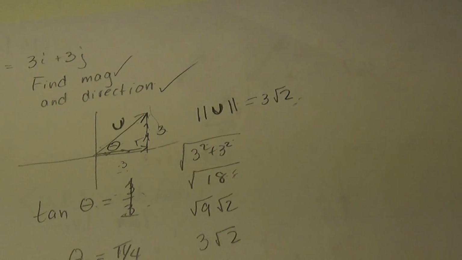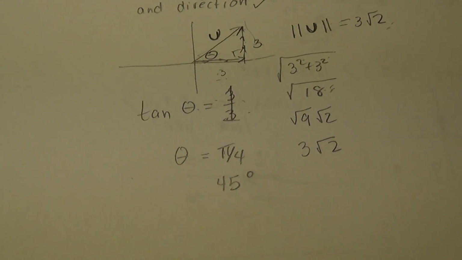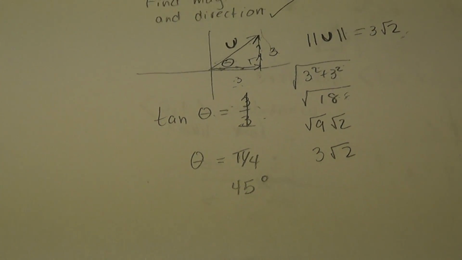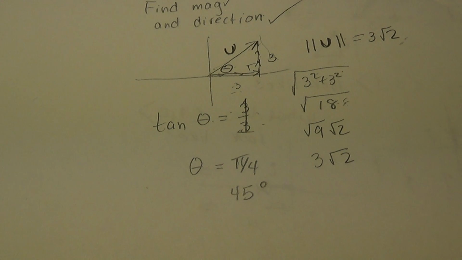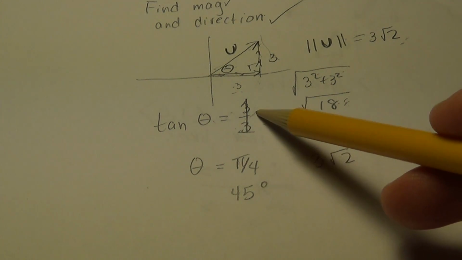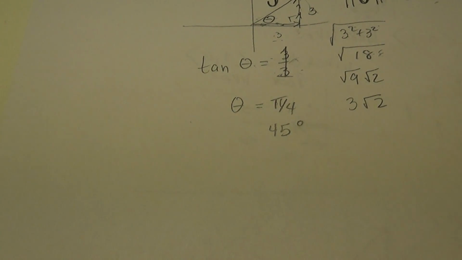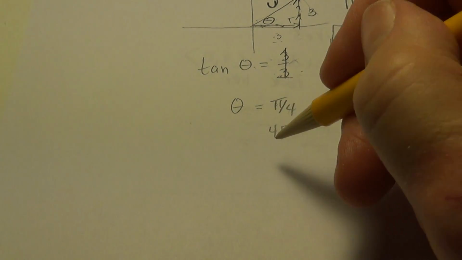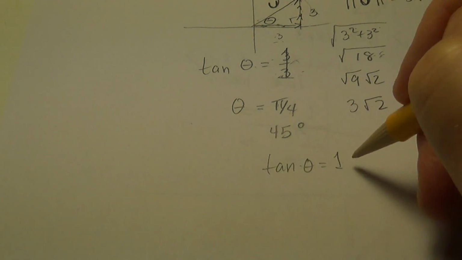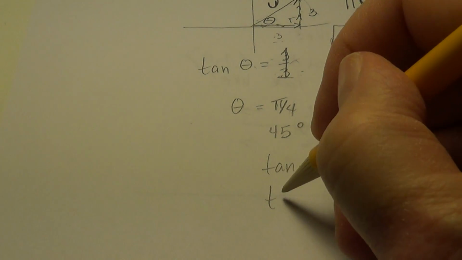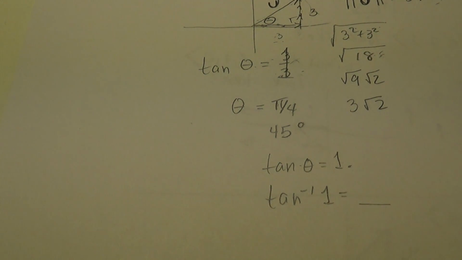Magnitude, we're going to use Pythagorean theorem and tangent to find the direction. All right, what if this wasn't on the unit circle? Then you would have to go into your calculator, and it knows what angle has a tangent of 1 by using the inverse tangent button. Inverse tangent of 1 will give you that angle.